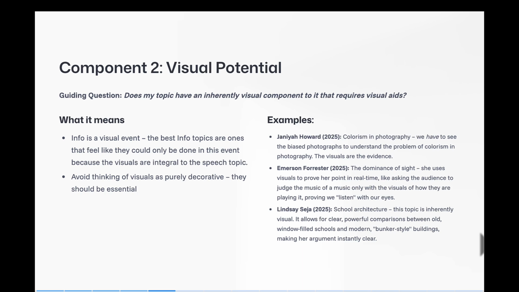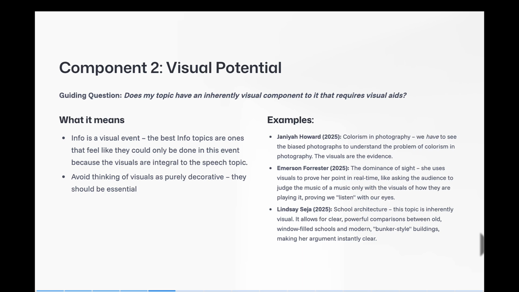Janai Howard in 2025 talked about colorism in photography, how we have to see the biased photographs to be able to understand the problem of colorism in photography. So the visuals here are literally the evidence. If you can't see the pictures of how colorism affects photography, the topic wouldn't work nearly as well.